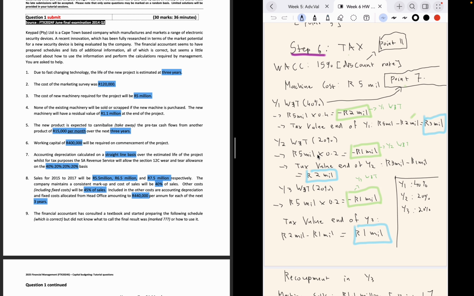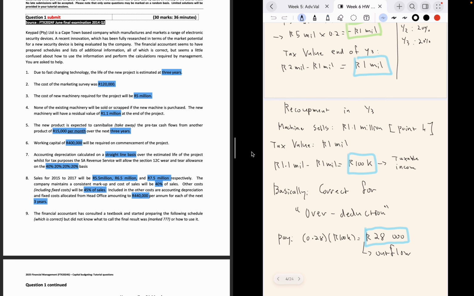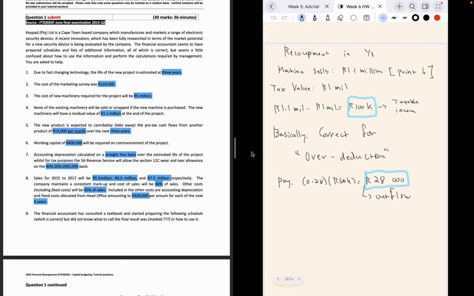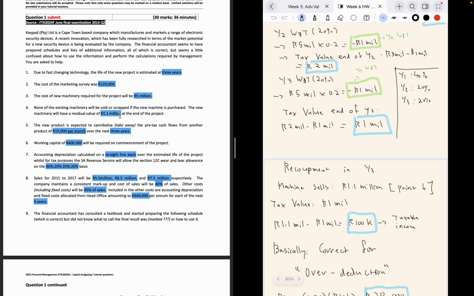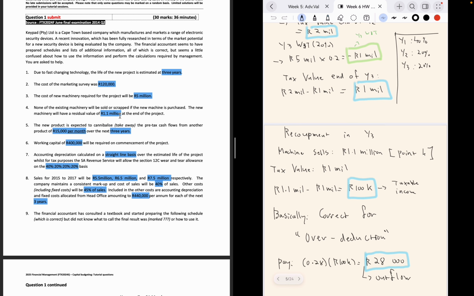And then note in year one we have a wear and tear allowance of 40%, and then year two and three we have it at 20%. Let's quickly calculate recoupment. So recoupment in year three, if you go to 0.4, it has a residual value of 1.1 million at the end of that. Now, what we've calculated here is that at the end of year three, it has a tax value of 1 million rand. So what does that say?